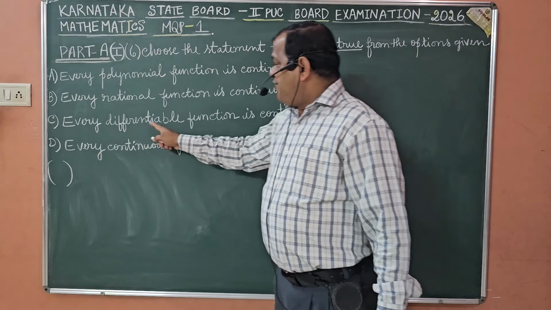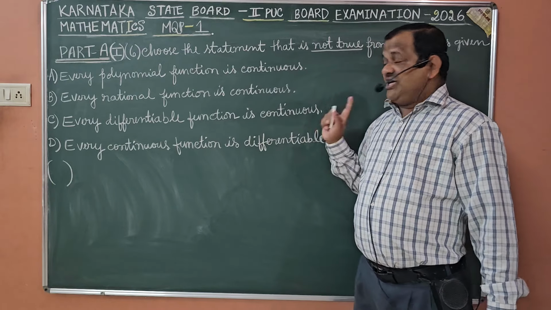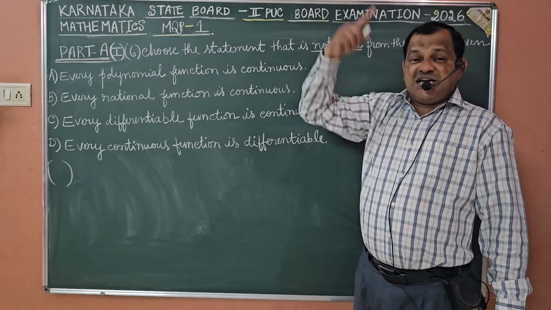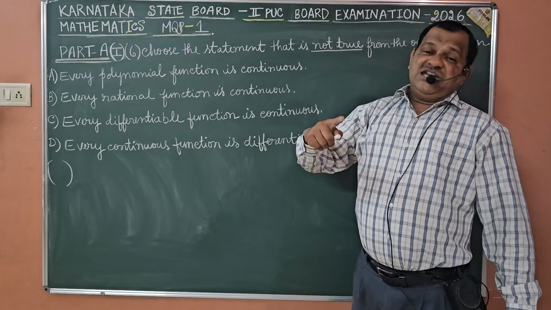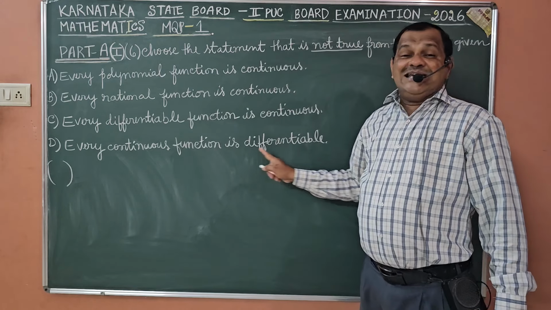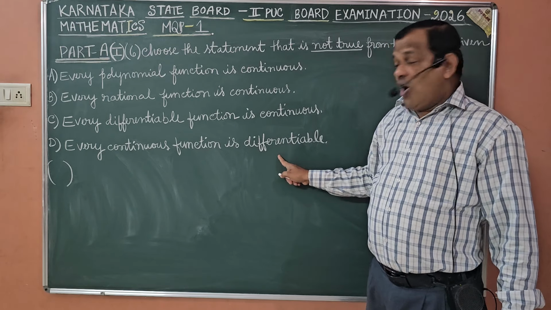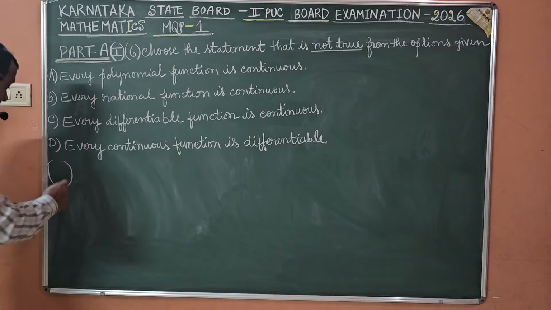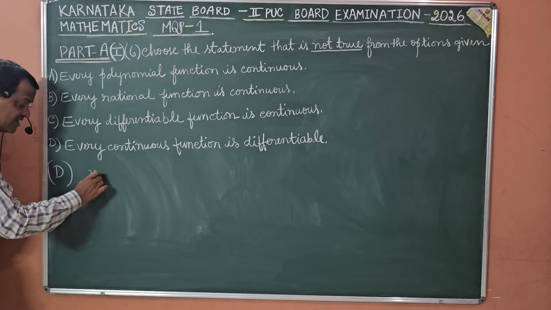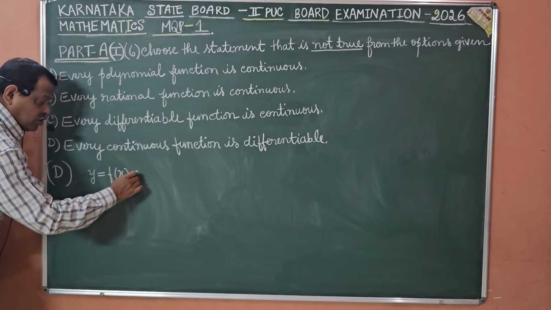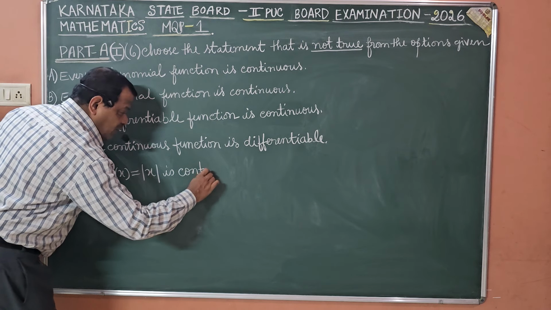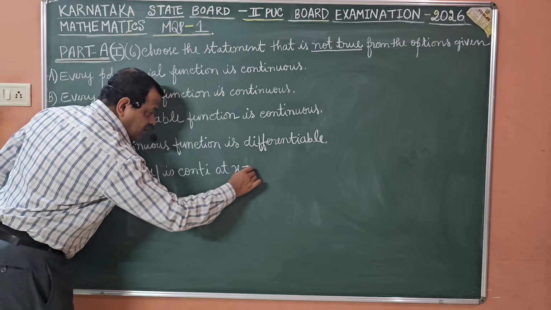Third option, every differentiable function is continuous. Yes, if a function is differentiable, the first necessary condition is that it must be continuous. Then the fourth option, every continuous function is differentiable, is false. Therefore, option D is correct. Why this D is correct, I tell you. For example, you consider f of x is equal to mod x. This is continuous at x is equal to 0.